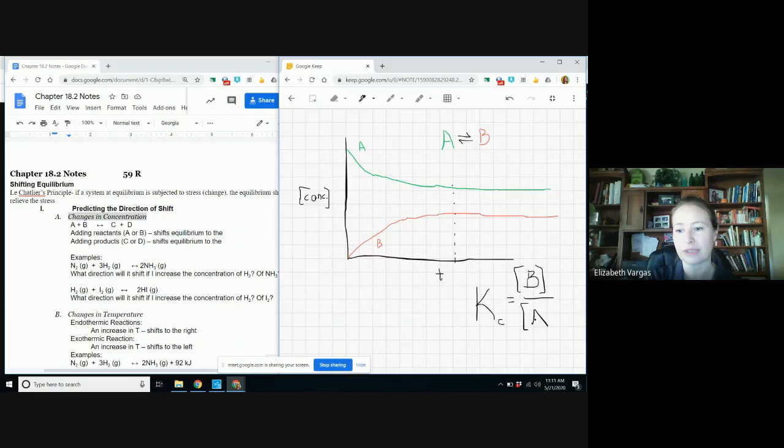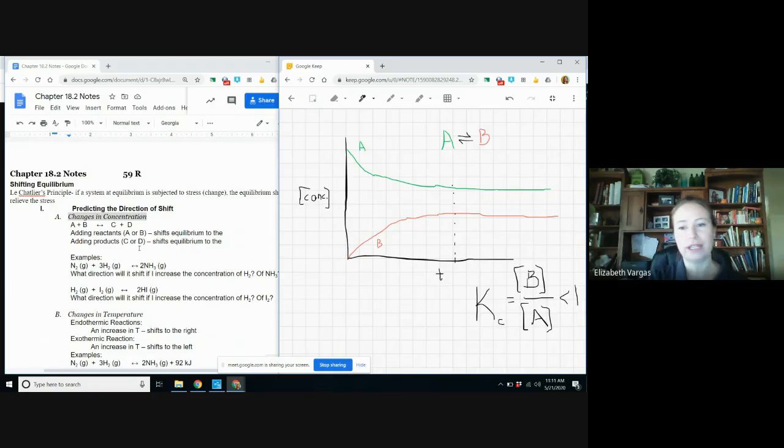And you guys will see for this one, A ends up being higher than B. So this ratio for this problem is going to be, if A is a bigger number than B, that makes it a fraction. It's going to be less than 1. 1 is greater than this ratio. And that tells me that A is big and B is small. Okay, so here is our equilibrium.